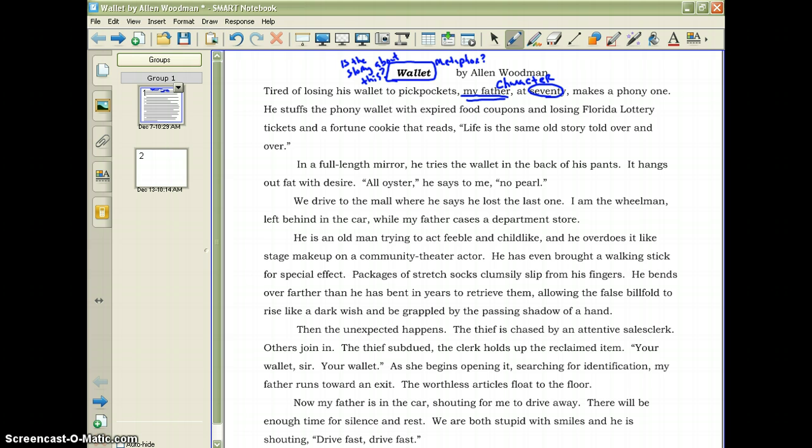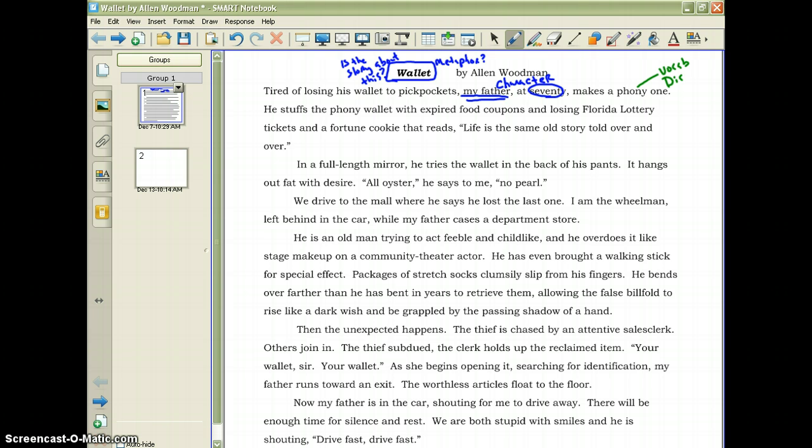And even still on the first sentence, this idea of the father is tired of losing his wallet, so he makes a phony one. If I was tired of losing my wallet to pickpocketers, maybe I would think of ways that I could prevent myself from getting pickpocketed, or maybe reporting to the authorities where it happens. But it would never occur to me to make a fake wallet. So that's kind of an interesting choice as well.